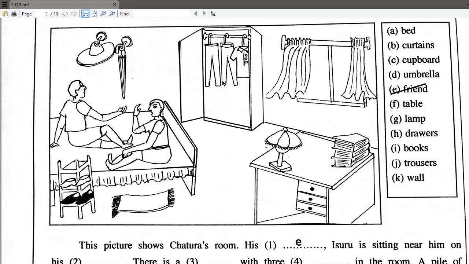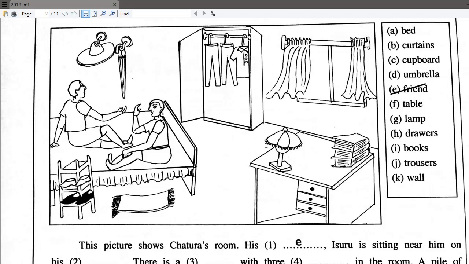So you can't take this. If you take the shoe rack, there are two pairs of shoes, not three. So you can't take that as well. But if you take the table, this table has three drawers, right? Or drawers. So you can take this particular one.